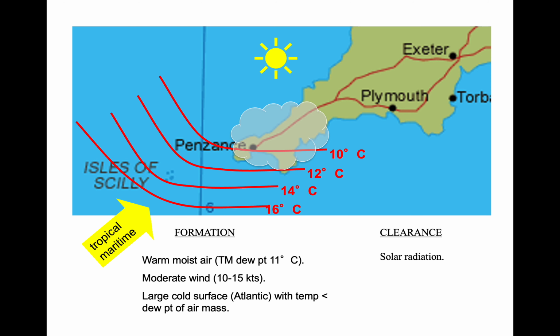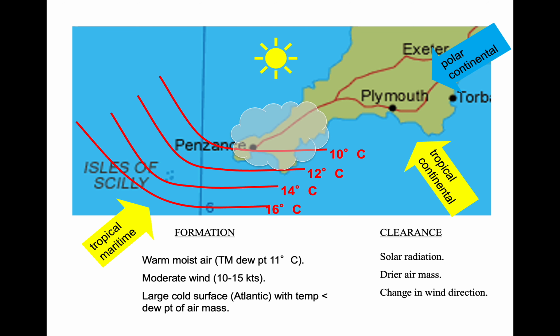Looking at clearance, again, that solar radiation or that warming up. We can have a drier air mass coming in, so if we've got a tropical continental or polar continental, that drier air mass takes that moisture away, and it can't form the fog. And also a change in wind direction can affect it. And that is advection fog.